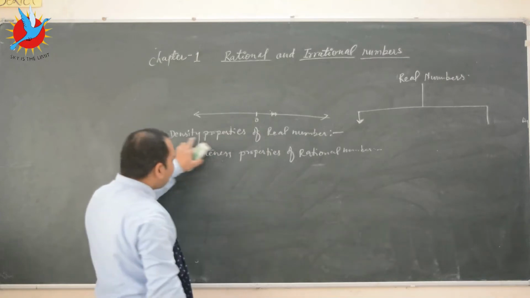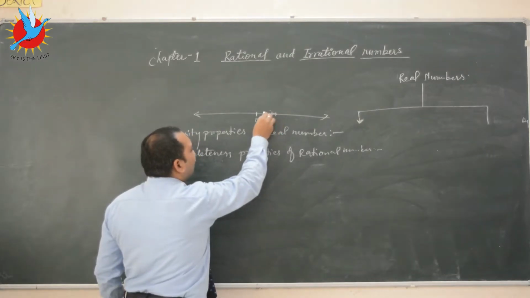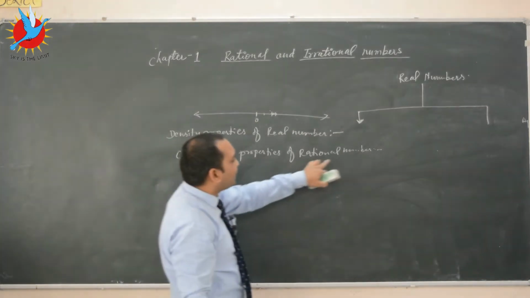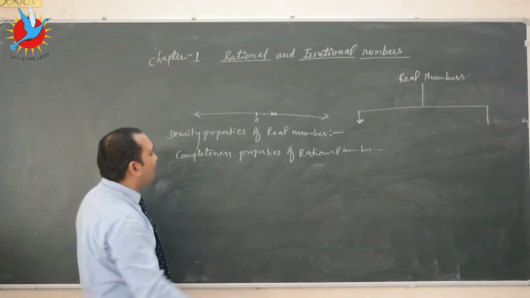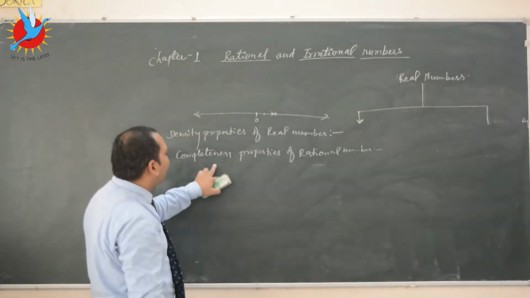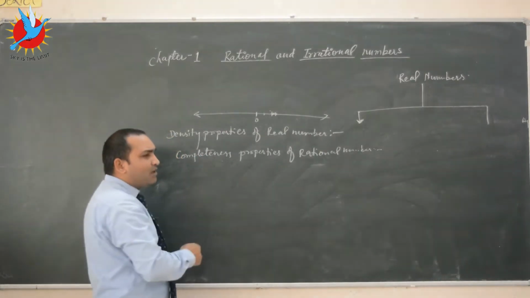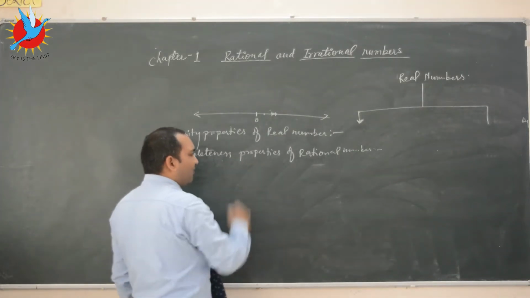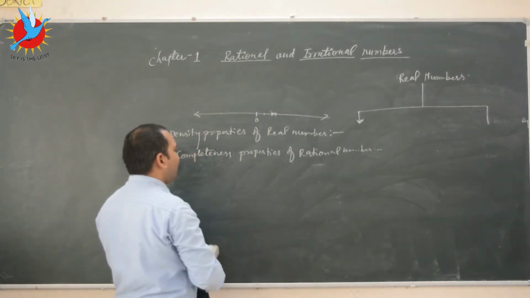Properties of the density of the real numbers state that there is a unique number at a point on the real line, and the completeness property states that there are infinite numbers between two rational numbers or between two irrational numbers. Between two rational or two irrational numbers, there are infinite rational numbers or infinite numbers on the real line between the two points.